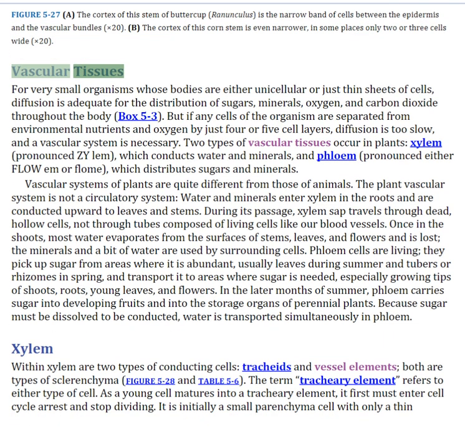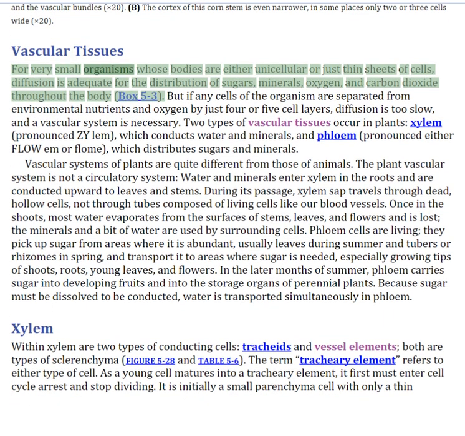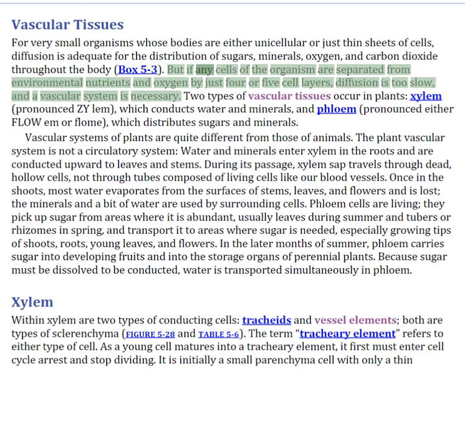Vascular tissues. For very small organisms whose bodies are either unicellular or just thin sheets of cells, diffusion is adequate for the distribution of sugars, minerals, oxygen, and carbon dioxide throughout the body. But if any cells of the organism are separated from environmental nutrients and oxygen by just 4 or 5 cell layers, diffusion is too slow, and a vascular system is necessary.